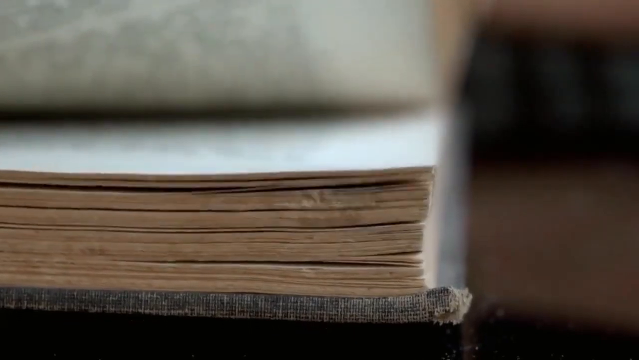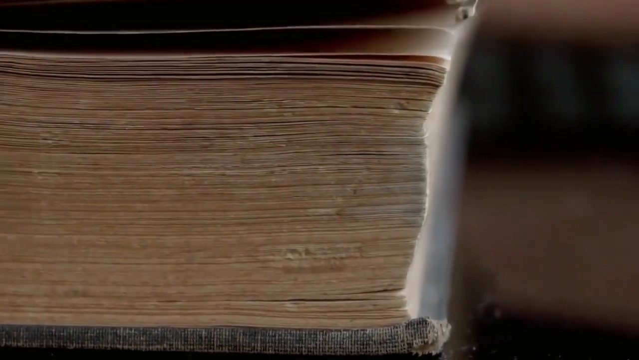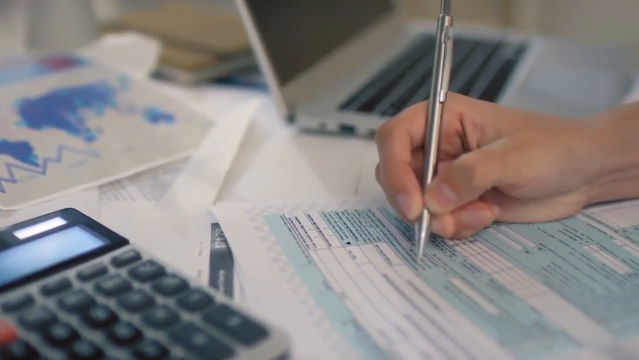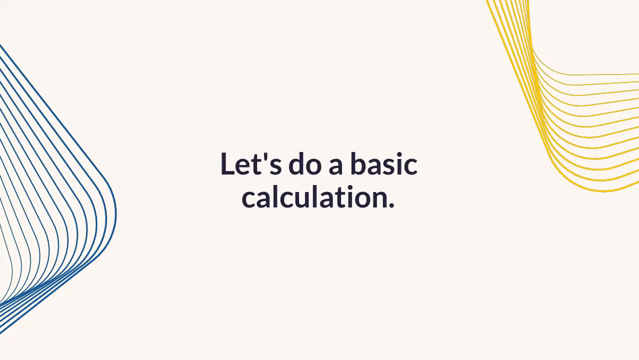This is the total amount of money your employer sent to the IRS for you throughout the year. Think of this as a credit you've already paid toward your final tax bill. Now, let's do a basic calculation.